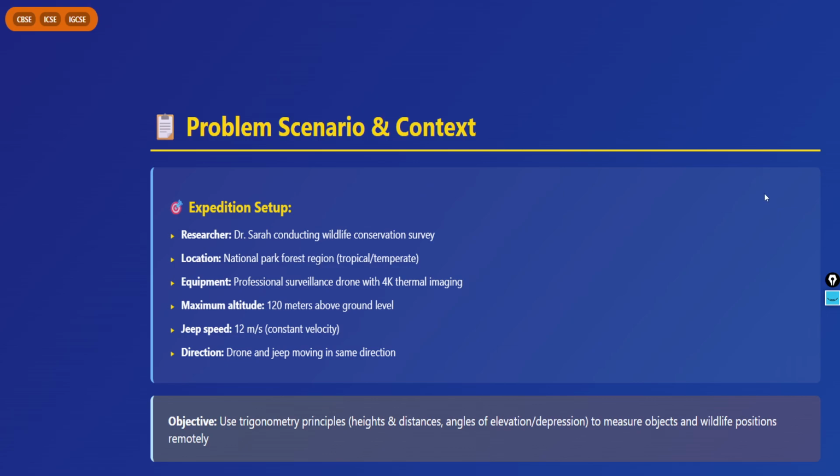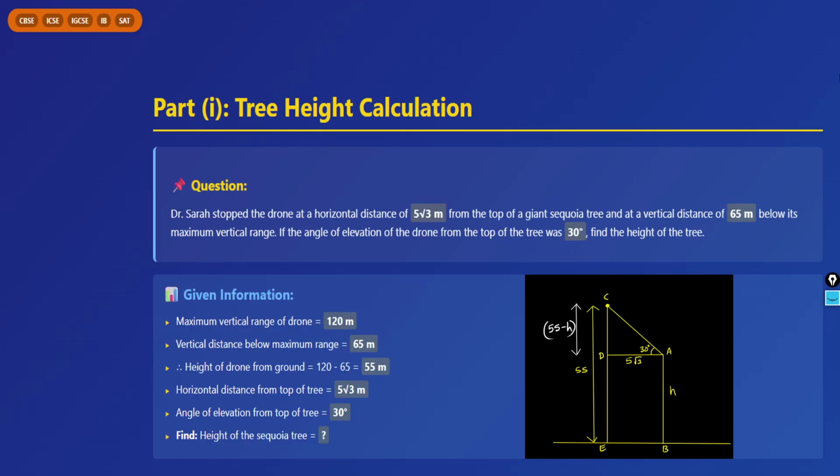Let us take the first question. Now here Dr. Sarah has stopped the drone at a horizontal distance of 5√3 meter from the top of a giant SEQUOIA tree at a vertical distance of 65 meter below its maximum vertical range. Oh, lots to understand here. Observe. Now, horizontal distance of 5√3 from the top of a giant SEQUOIA tree.